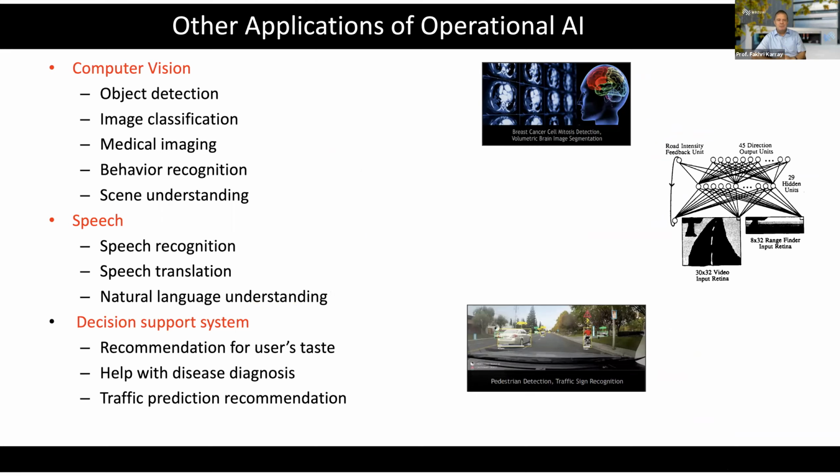Other applications of operational AI are in computer vision, speech, and decision support systems, and these tools have been applied over the past few years with a huge increase in accuracy that has never been seen over the past 40 years. When you look at speech recognition from the 1970s to 1995 to the 2000s, every year you get a jump of 1% to 2% improvement in accuracy. And then you see a jump from 2005 to 2010 with almost 30% increase within 5 years. That's a revolution in signal recognition, especially in speech recognition using deep learning models.